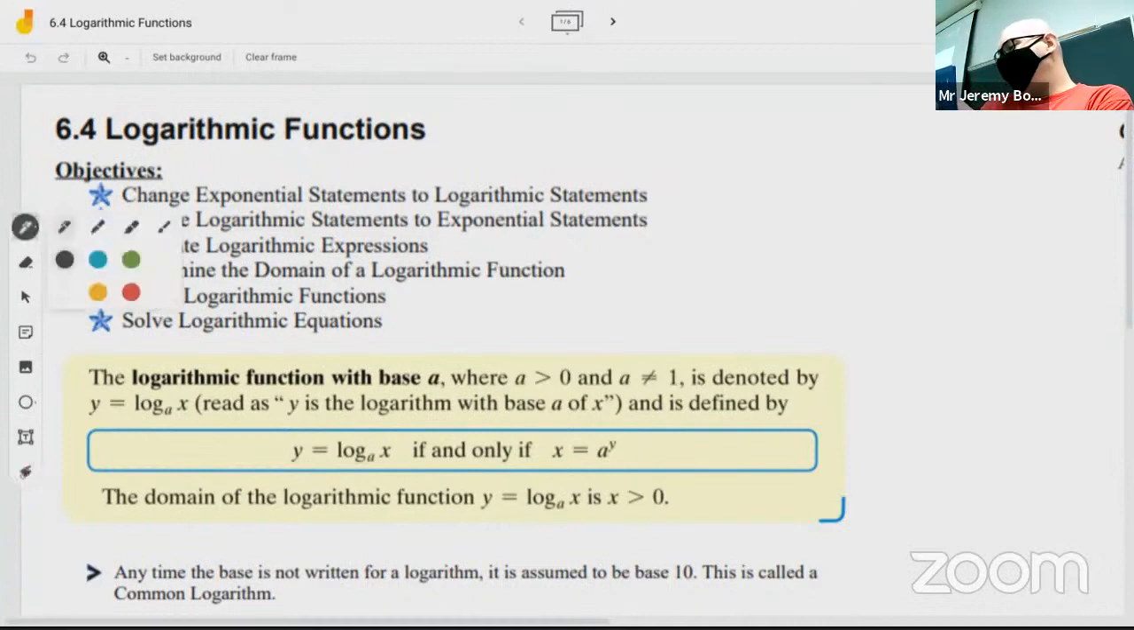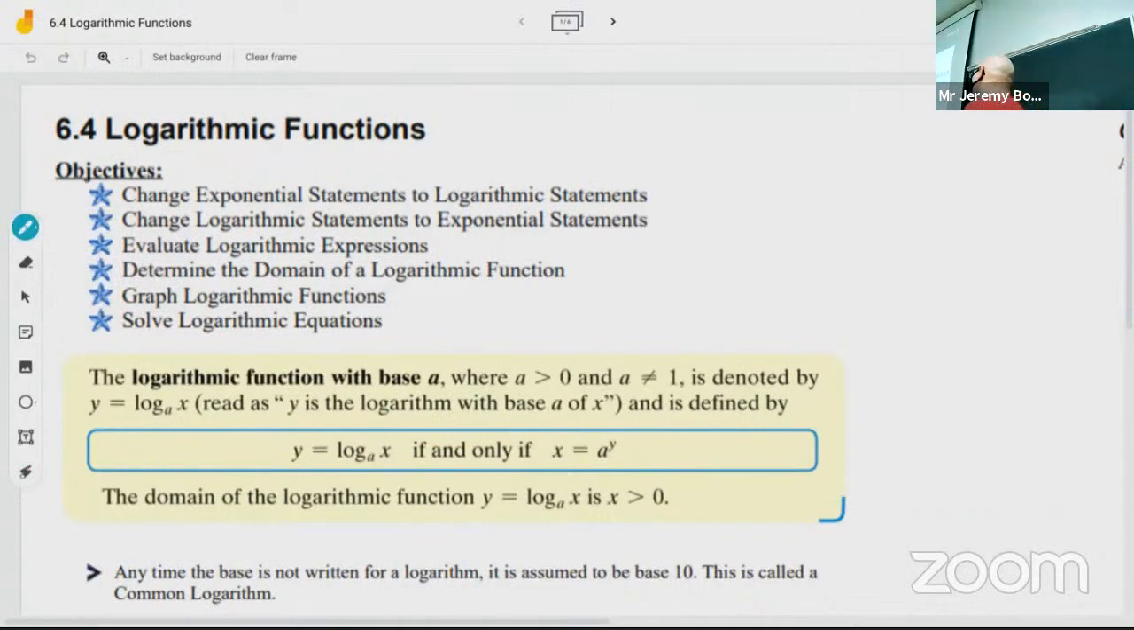So let's talk about why we have logarithmic functions. Why do we have logarithms in the first place? Well, if we had a simple exponential function, f of x is equal to 3 raised to x, and we want to find the inverse of that.